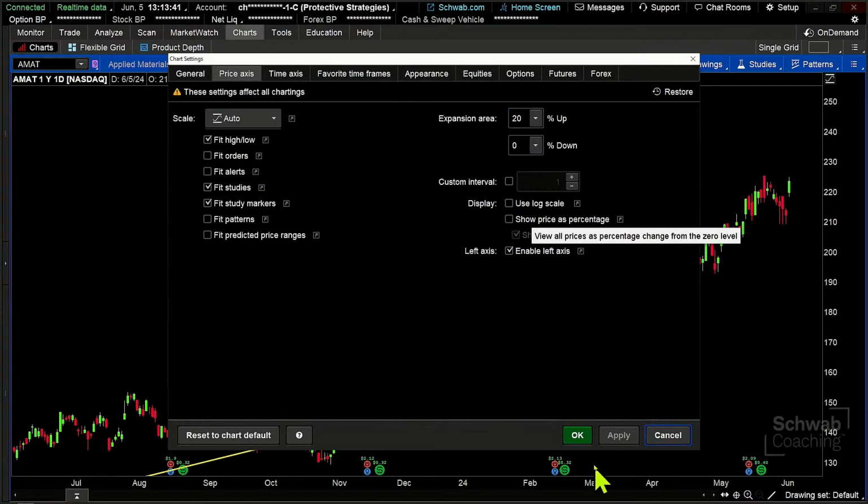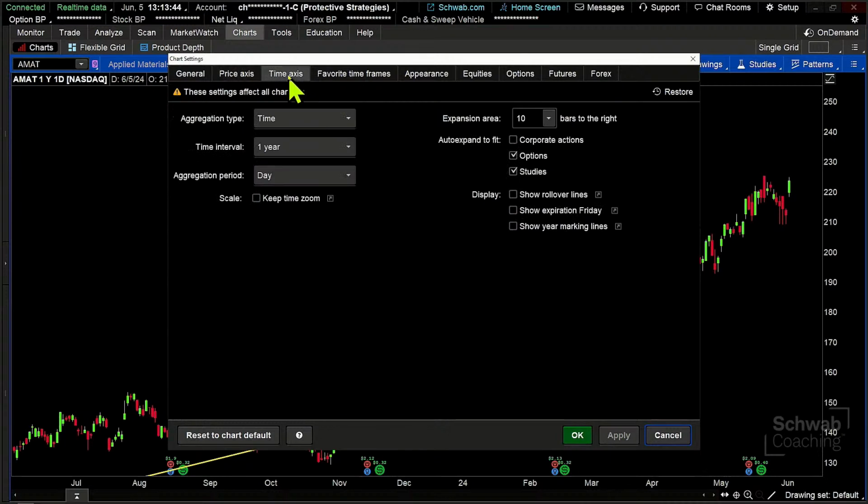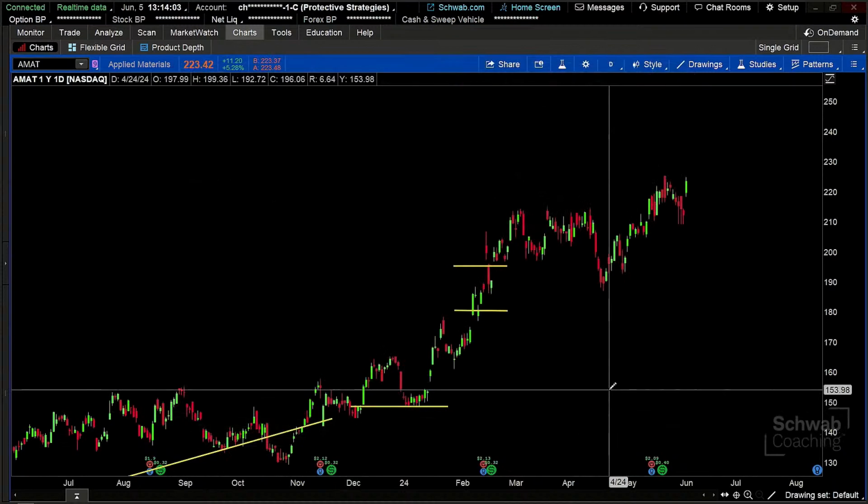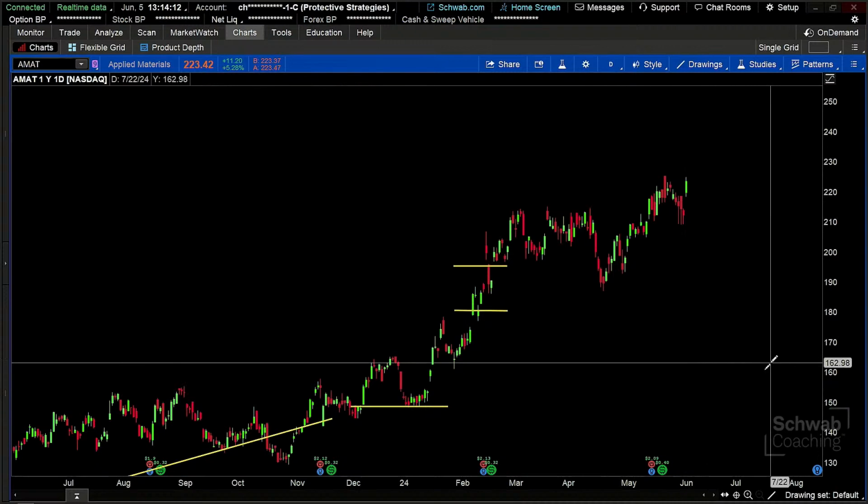The other thing that I want to do is go to the time axis. Now, I've already got 10 bars or days in this particular case, because it's a daily chart, out into the future to the right-hand side. I want to give myself a little bit more because I want to be able to draw some lines out there into the future. So I'm going to go 50 bars out to the right. So we're going to give ourselves 20% to the upside, 50 bars to the right. We still get to see all of the view of the chart. We just add a little bit of space over here to the right-hand side.